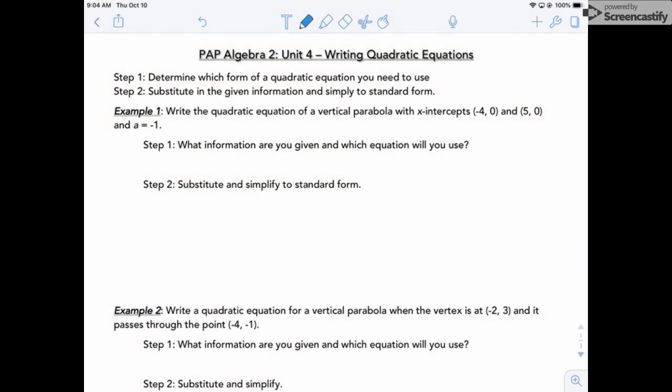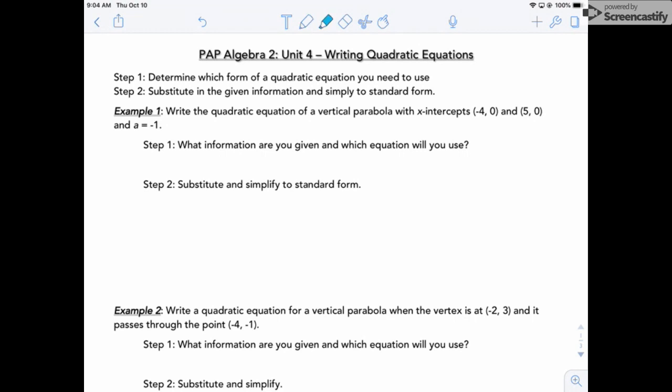So today I am going to teach you guys about writing quadratic equations. So we've learned about the three types: vertex, standard, and intercept form. But for today's notes, we're going to actually learn about how to write these equations given only certain pieces of information. And then you kind of have to figure out the rest of the pieces by substituting and solving.